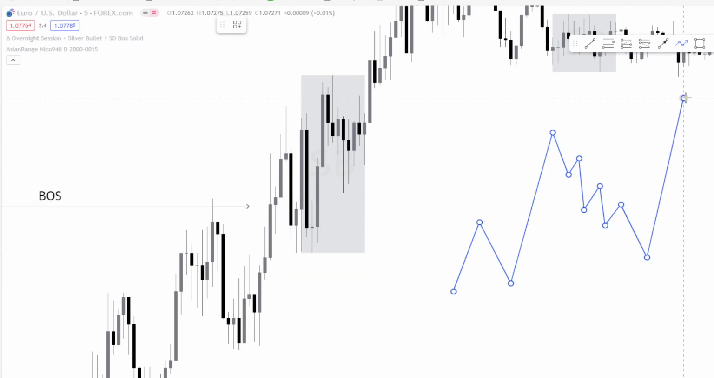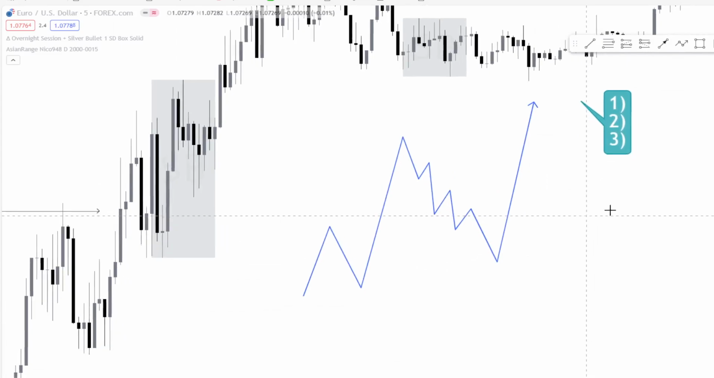Discounted fair value gap for entry. So we understand on the daily time frame we were in the discount. So the 3 rules to an order block, right? We're just going to write those down over here so people can see. We have our 3 rules to an order block, right?